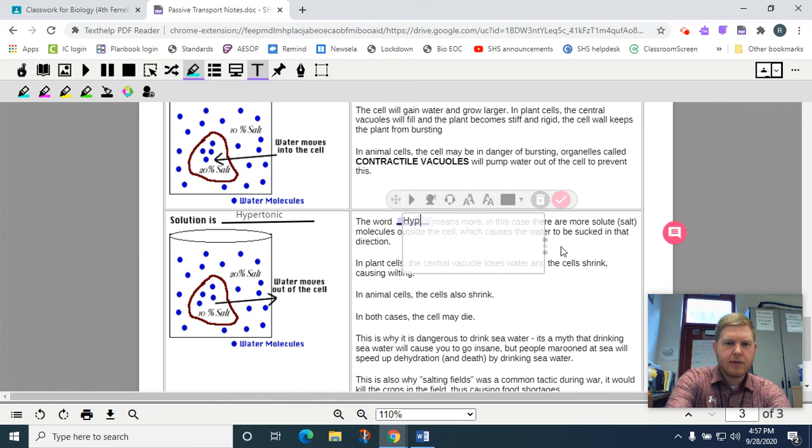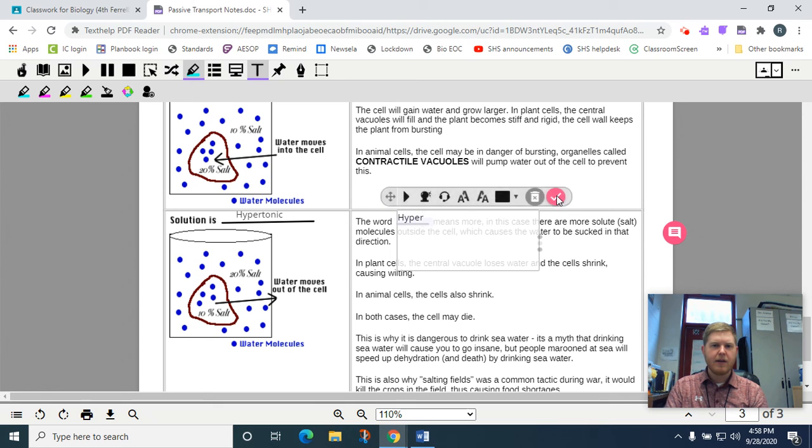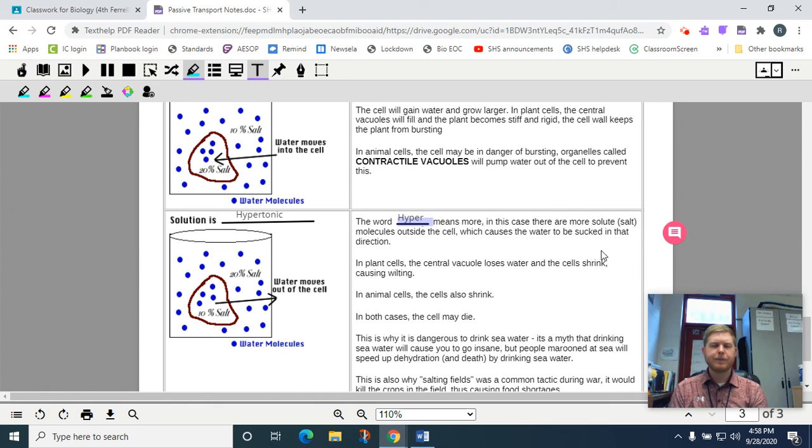So hyper means more or above. We can kind of think of it that way. If you think about somebody that's hyper, they're bouncing off the walls, just have a ton of energy. Well, what we're saying is they have above normal energy. That's why they're bouncing off the walls.